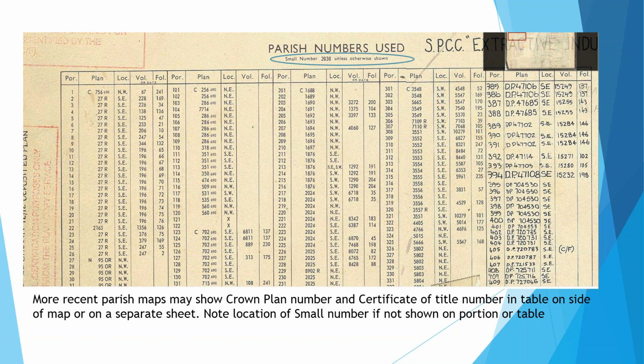You'll also see up the top, under the heading parish numbers used, it says small number is 2030 unless otherwise shown. So for example, for portion 1, we would want Crown Plan 756-690, but for portion 2, down to portion 21, we would want Crown Plan 27-2030. So that is a way to find the small number if you can't see it on the actual portion on the map. And generally the small number is the same for the entire county.